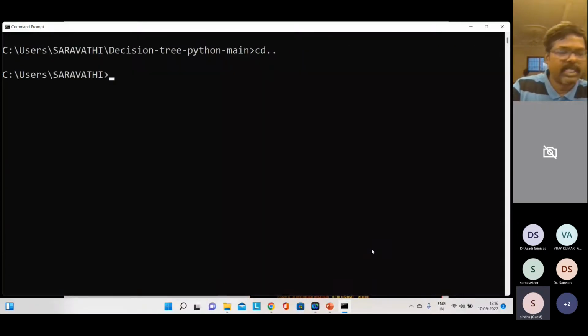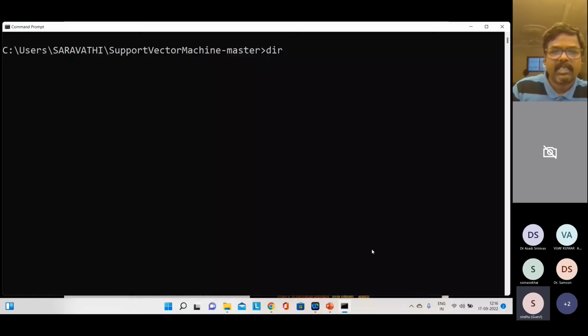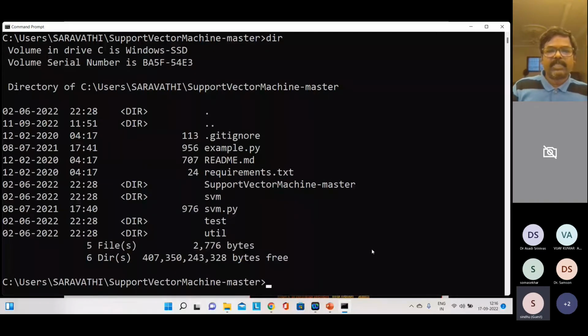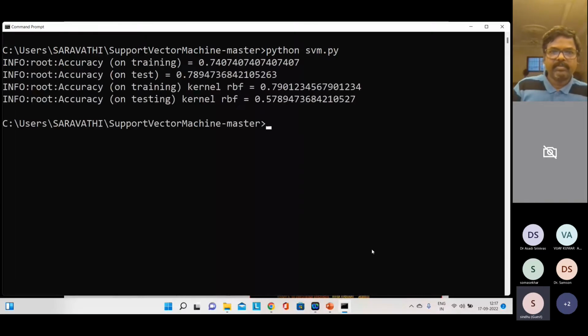I'm going to demonstrate one more application. cd support vector machine. In this one, support vector machines, check SVM. SVM is there. You can execute: cls, python svm.py. So this is the output I got for a heart disease data set.